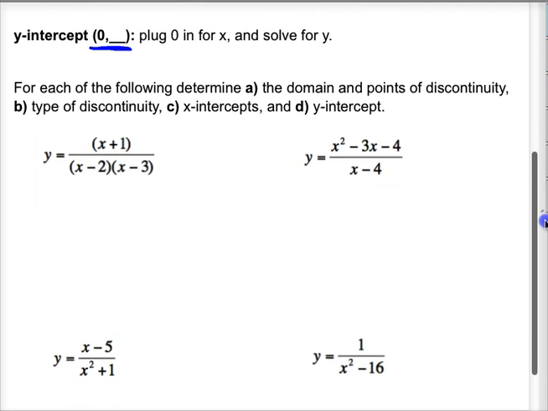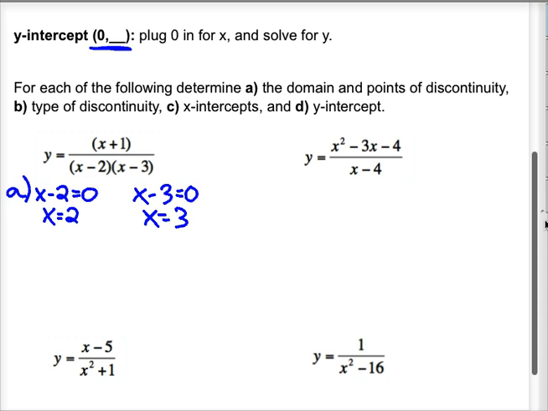So let's take a look at some examples. Part A says I want you to find the point of discontinuity and the domain. The points of discontinuity are going to occur where those factors in the denominator equal 0. So where x equals 2 and x equals 3, those are going to be our points of discontinuity. Wherever the denominator equals 0, we create one of those points of discontinuity.